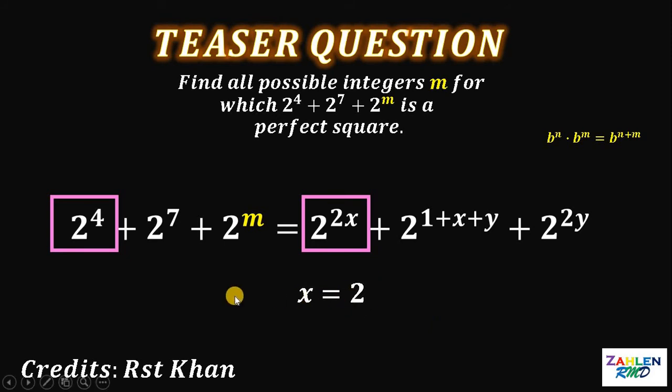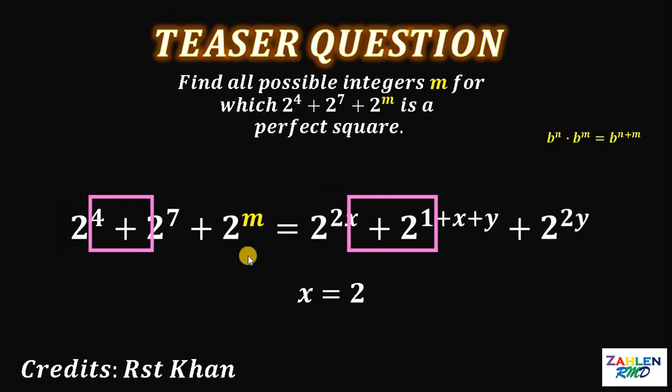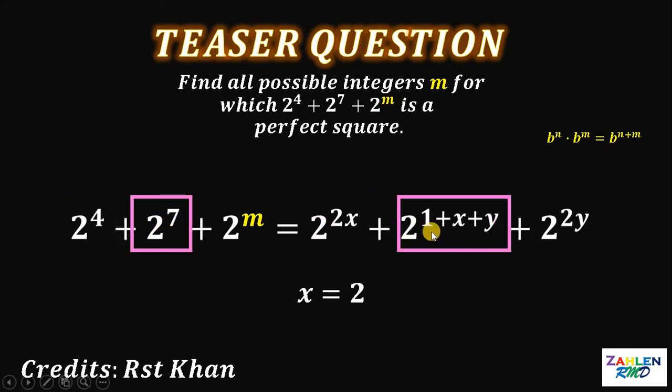Now, since we know that x equals 2, let's compare the middle term and the middle term of our expansion. So we have 2^7 and 2^(1+x+y). Therefore, we can say that 1 + x + y equals 7. At this point, we know that x equals 2. 1 plus 2 will give us 3. Now, subtract 3 on both sides. This will give us the value of y, which must be 4.